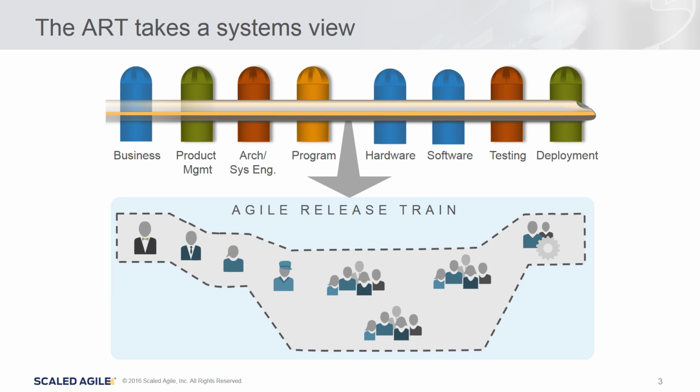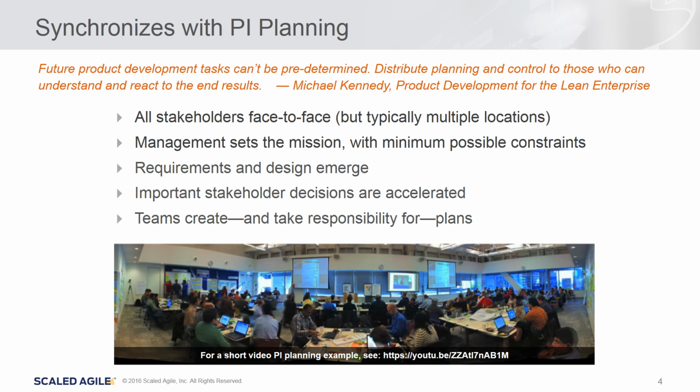That virtual organization now has the skills we need for every team to execute large-scale value. The Agile Release Train needs to be cross-functional. It typically contains between 50 to 125 people. The Agile Release Train synchronizes its work with PI planning. That's program increment planning. Michael Kennedy explains it as, future product development tasks cannot be predetermined, so we must distribute planning and control to those who can understand and react to the end results. There's no better way to do this than to get as many people as we can to plan in person, face-to-face, where communication is most effective.